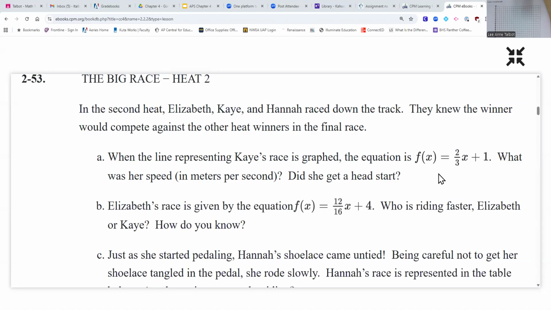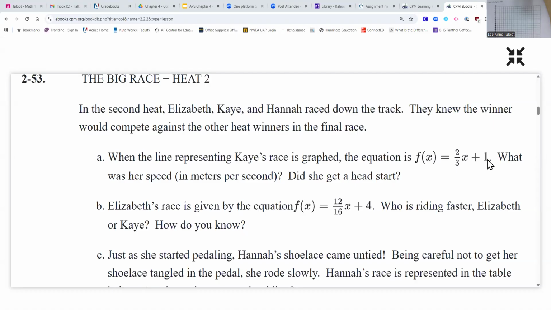Do you guys know what 2 divided by 3 is? It's like 0.67, so 0.67 meters per second. Did you guys know that was 2 divided by 3? Anybody know that was 2 divided by 3? You didn't know, did you? Oh, I see why it's funny.